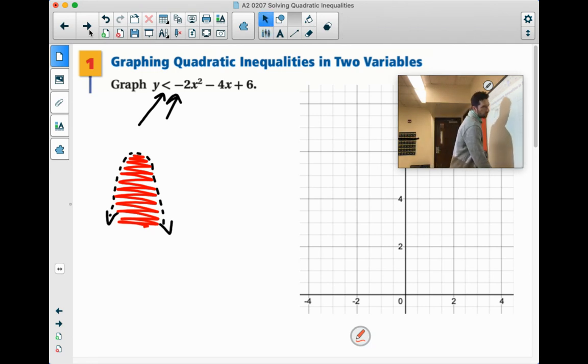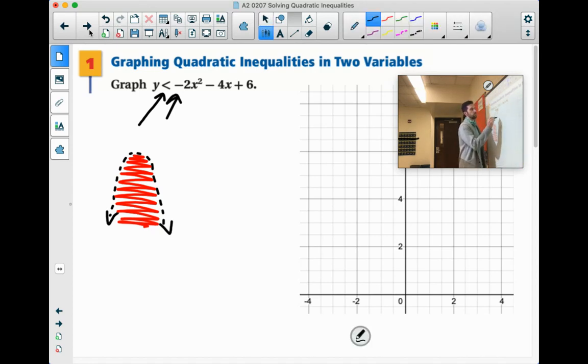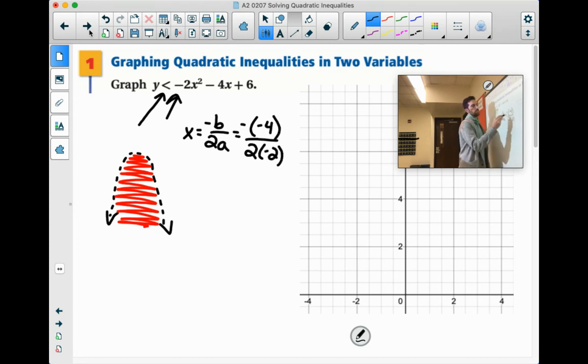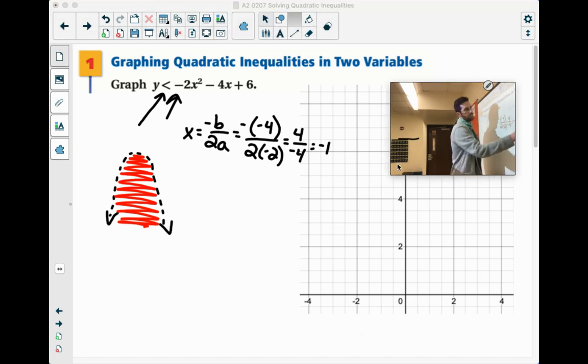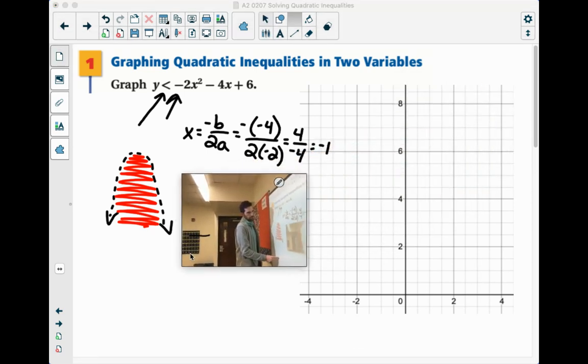So let's graph this like we did earlier in chapter 2. Let's start with the axis of symmetry, negative b over 2a. So b is negative 4, a is negative 2. So we have the opposite of negative 4 is 4. 2 times negative 2 is negative 4. 4 over negative 4 is negative 1. This is our axis of symmetry.